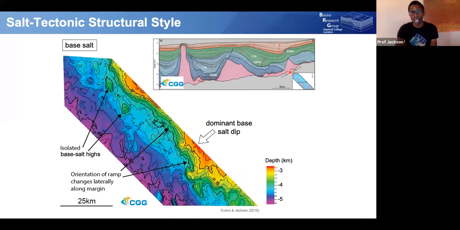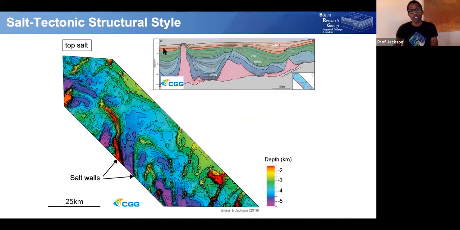And then outboard of that major base salt ramp, you can see these more isolated highs. So there's a little bump at base salt here. This is a depth migrated volume, by the way. So we can see these isolated base salt highs. So the dominant base salt dip is towards the southwest, but we do have superimposed on that a few lumps and bumps.